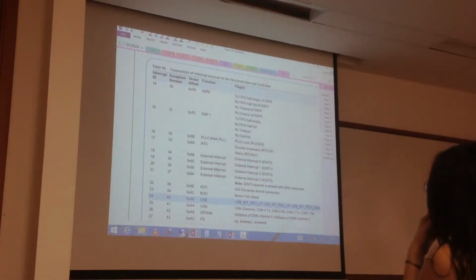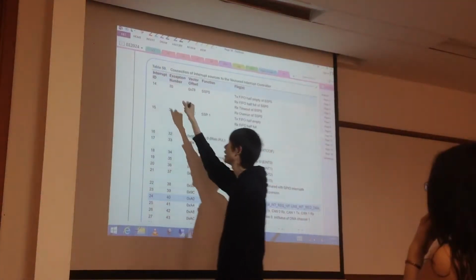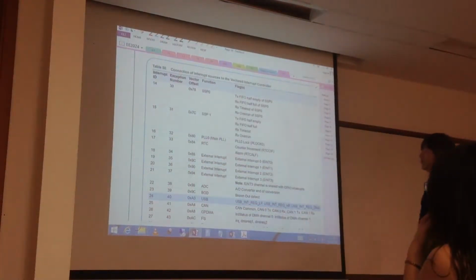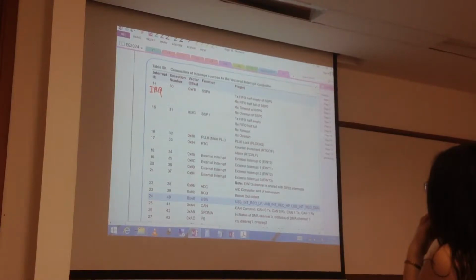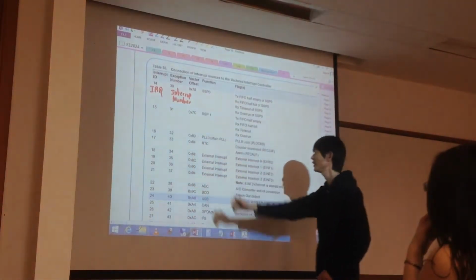Now, take note of this thing. There's something called an interrupt ID, something called an exception number. Interrupt ID can also be called IRQ. Exception number can also be called interrupt number. Interrupt number and interrupt ID are not the same thing. Okay, they are different.